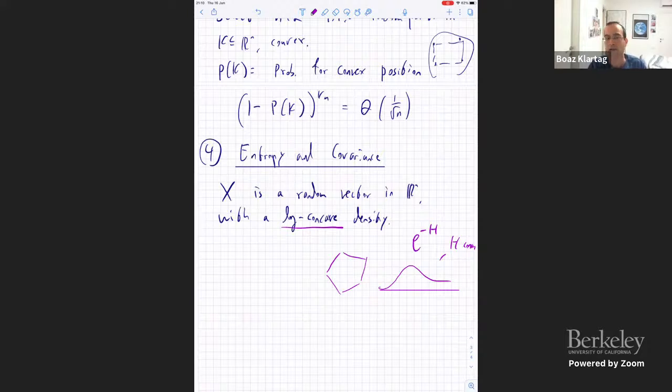So if you take the sum of two independent log-concave random vectors, it's again log-concave. If you project it to a lower dimensional space, it stays log-concave. So it's a convenient class of distributions, which includes uniform measures of convex sets.